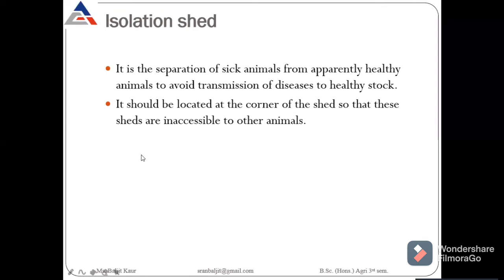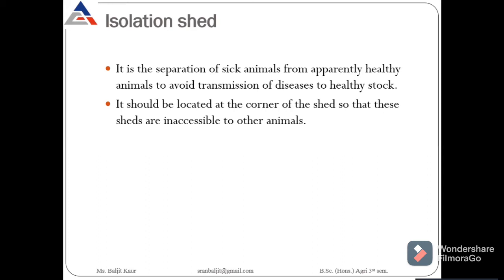Then isolation shed. So isolation shed is meant for the animals who are not healthy, right? So that they cannot transmit the diseases to the healthy stock. So they should be separated from the healthy stock. So this isolation shed is made especially for the sick animals, right?